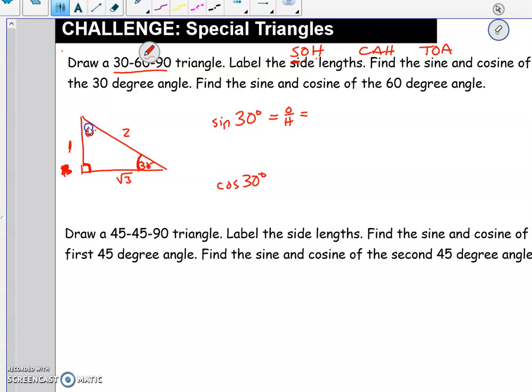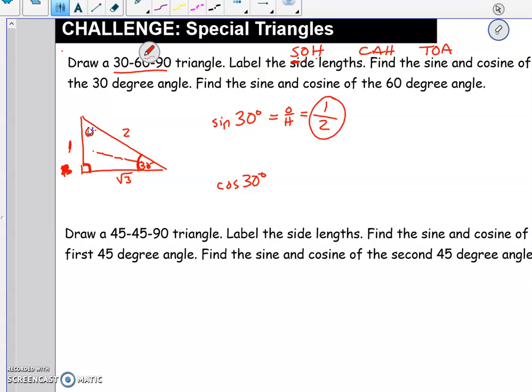Sine is the opposite over the hypotenuse. Well, in this case, what is the opposite? Opposite of that angle is 1, and the hypotenuse is 2, and so therefore the sine of 30 degrees is 1/2. I don't really have any other simplification that I need to do with that.